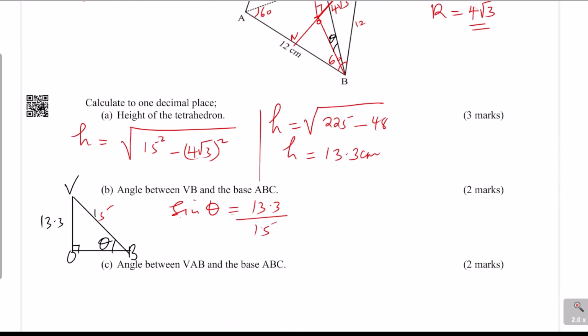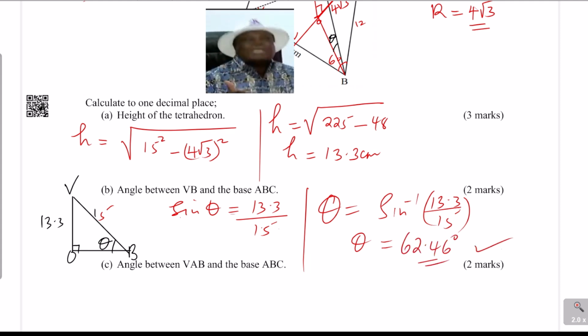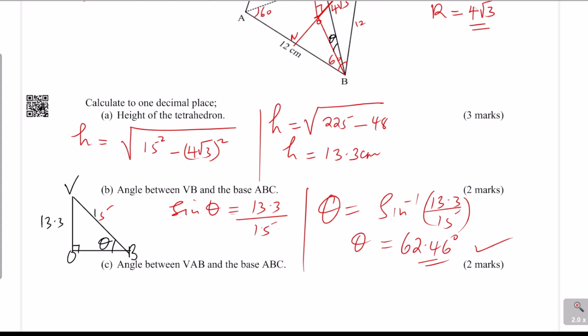So sine of theta is equals to 13.3 divided by 15, and theta will give sine inverse of 13.3 divided by 15, and theta will give 62.46 degrees. Then the other one is part C, the angle between VAB and the base.